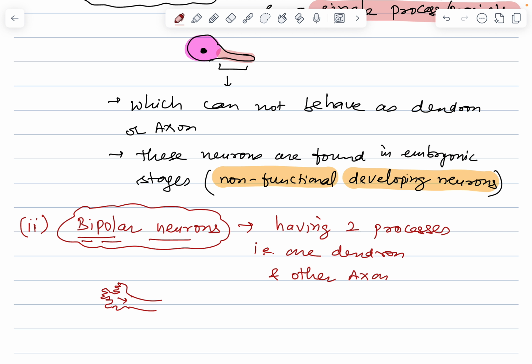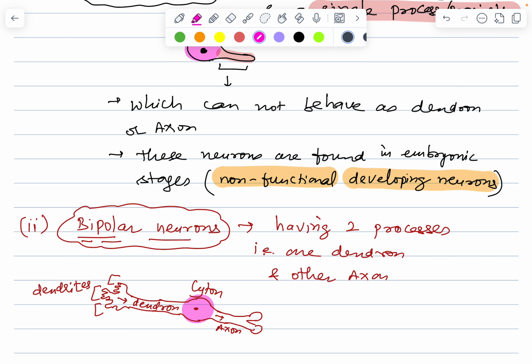This process, these will be the dendrites, all of them. The dendrites will collect together to form a dendron, which would lead into a cell body or the cyton, and the cyton would basically continue forward to divide into what? Axon. So now if you look at this neuron here, there is a central cell body in it, and 2 processes. One process, dendron, collecting the information, the other process, axon, transmitting the information.